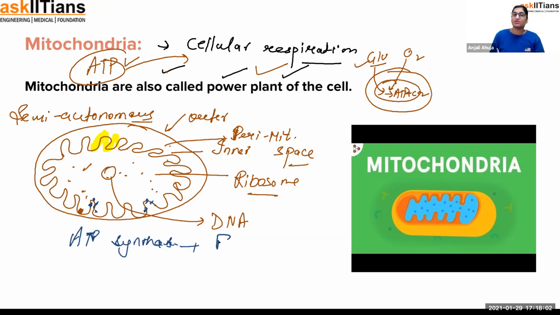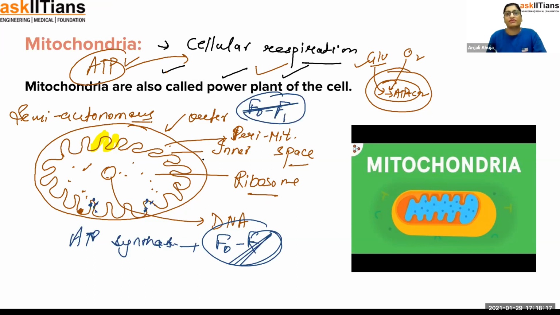Now one more thing. ATP synthase is also known as F-naught F1 complex. I suppose there's a problem in writing in this area of the presentation, so I'm going to write it here: F-naught F1 particle. ATP synthase is also known as F-naught F1 particle. And these are actually the enzymes which form ATP.